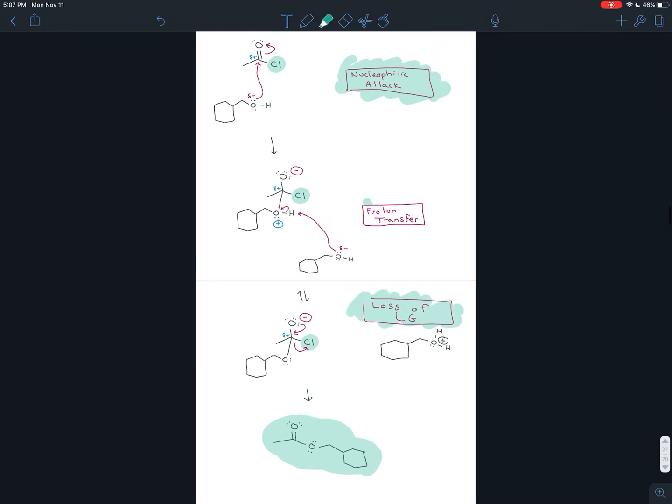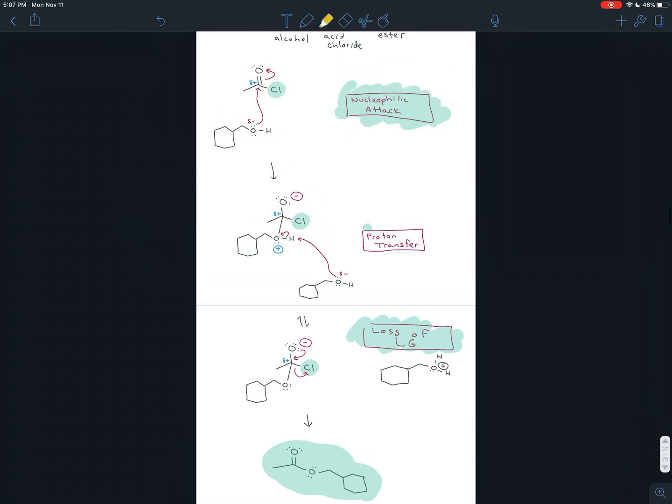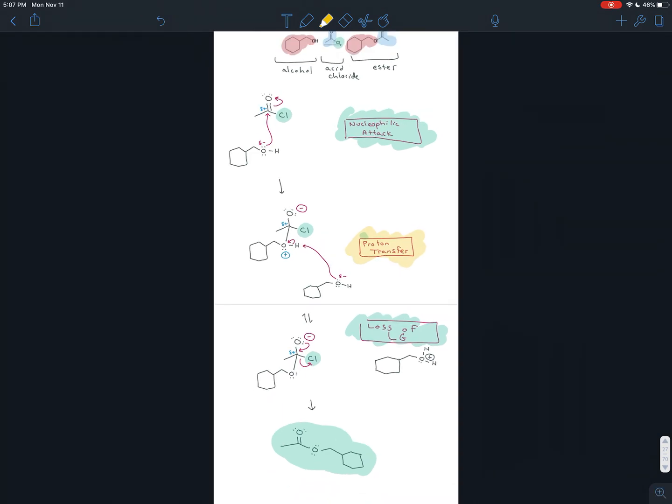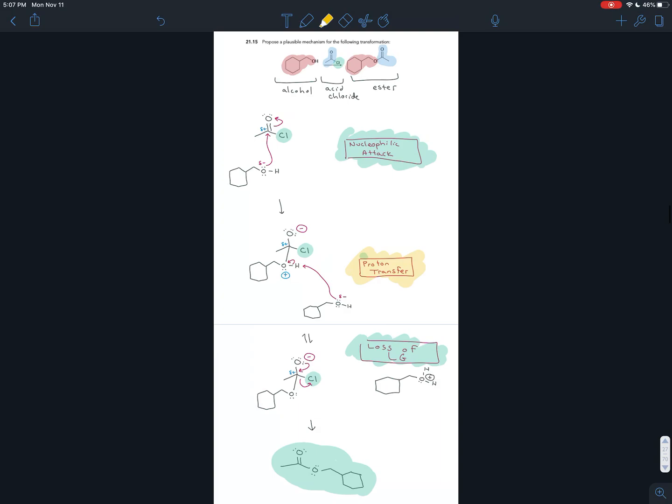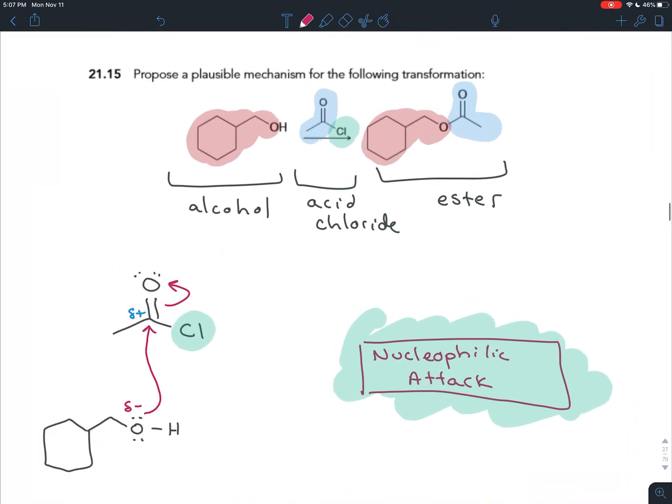And in between there, in order to stabilize the nucleophile that came in, anytime your nucleophile has no full negative charge and looks neutral, after it creates a new bond, it will have a positive charge, and you'll have to stabilize that with a proton transfer. So that's why we did that proton transfer there. But otherwise, we just had the essential steps for a nucleophilic substitution, nucleophilic attack, and loss of a leaving group, and that allowed us to turn this alcohol and this acid chloride into an ester.